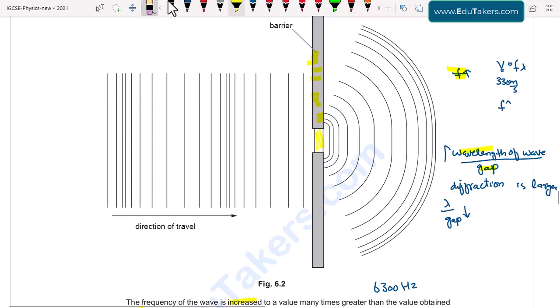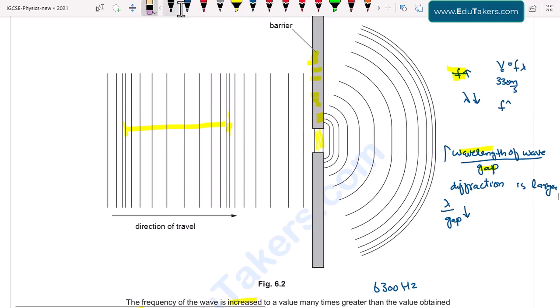So here when we increase the frequency, then its wavelength goes on decreasing. I write here: wavelength decreases. Decrease of wavelength means that the distance between two compressions or rarefactions is reduced. So, first of all, on the left side, these are the compressions and the distance between them is this. As the wave moves towards the barrier, the distance between them reduces and the compressions and rarefactions get closer.